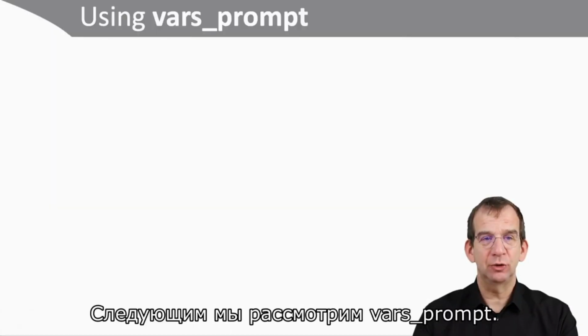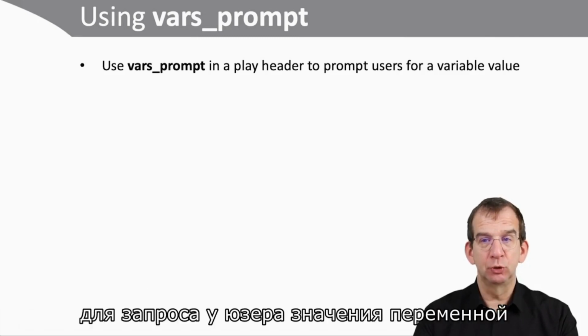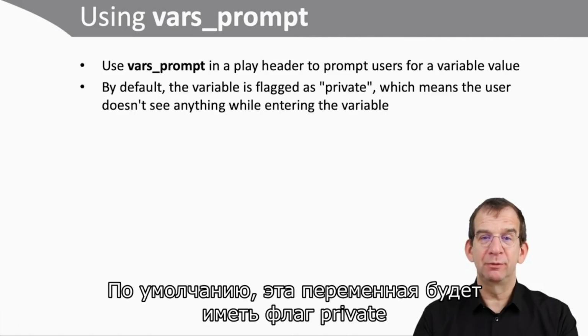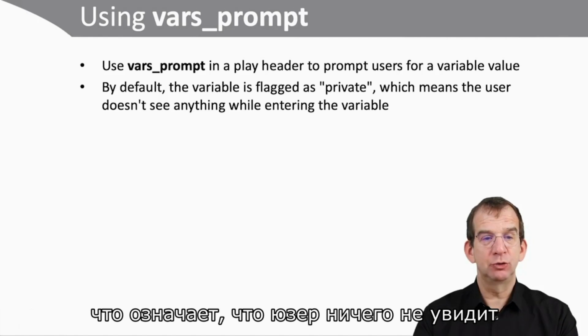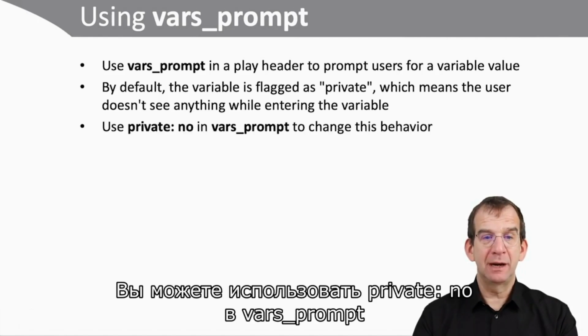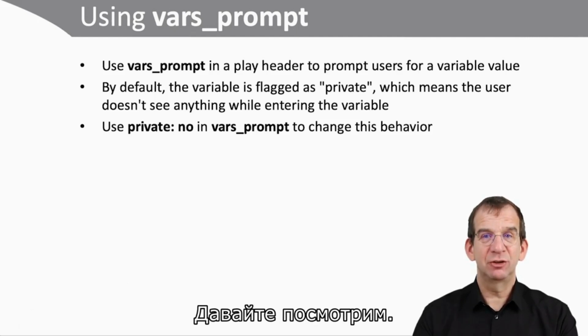Next, we should check out vars_prompt. Vars_prompt can be used in a play header to prompt users for a variable value that will have a scope within that play. By default, that variable will be flagged as private, which means that the user doesn't see anything while entering the variable. You can use private: no in vars_prompt to change this behavior if you want to. Let's go have a look.